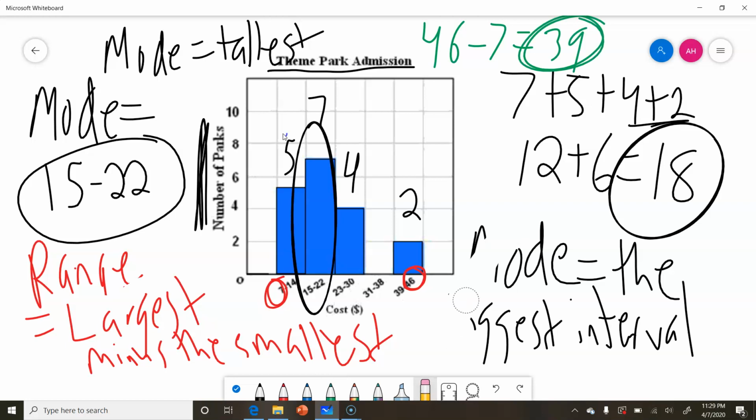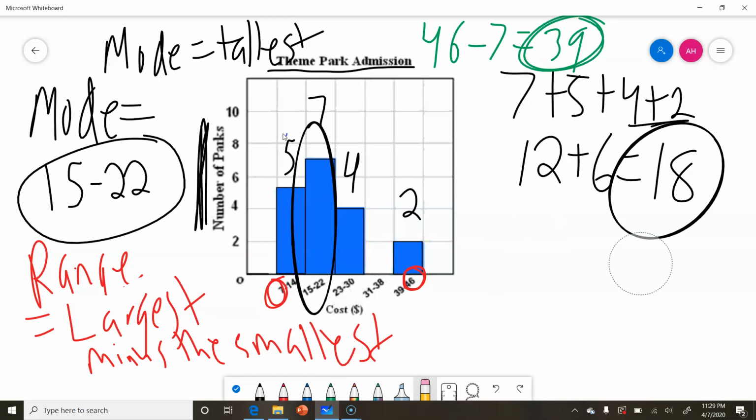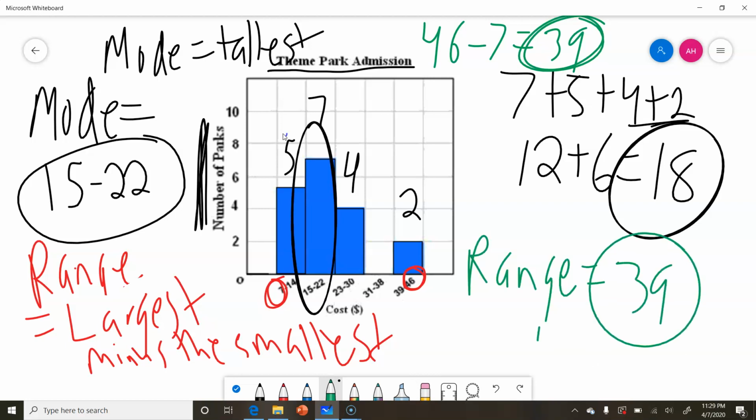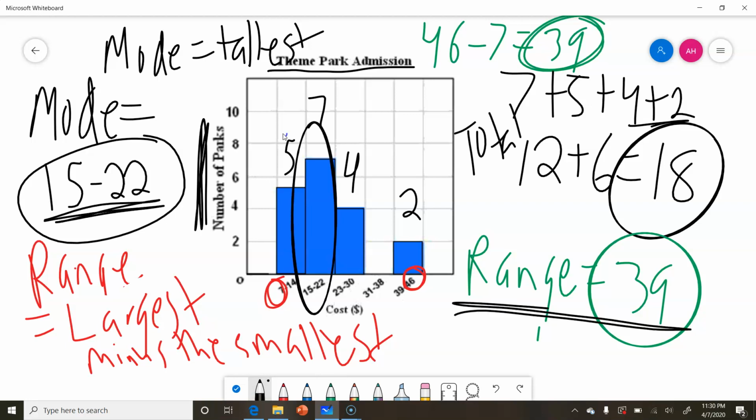So I'm going to erase this over here. So if you need to pause it, go ahead and pause it. The range equals 39. Okay? Range equals 39. So this over here, just so you don't get confused if you're looking at it, this is the total, 18. The mode is 15 through 22, and the range is 39.